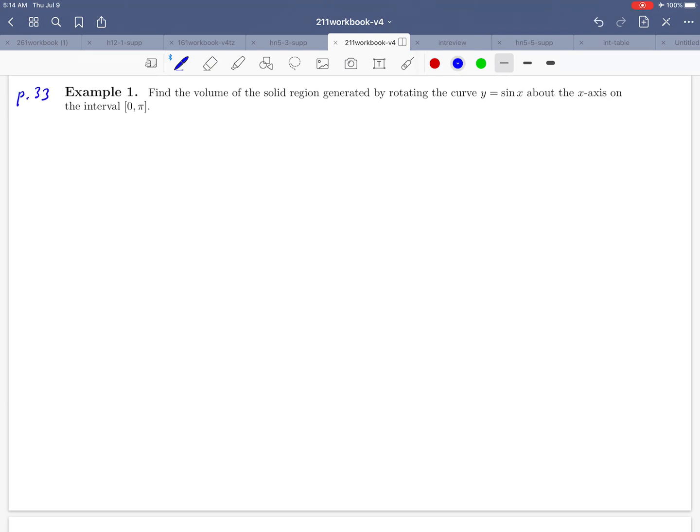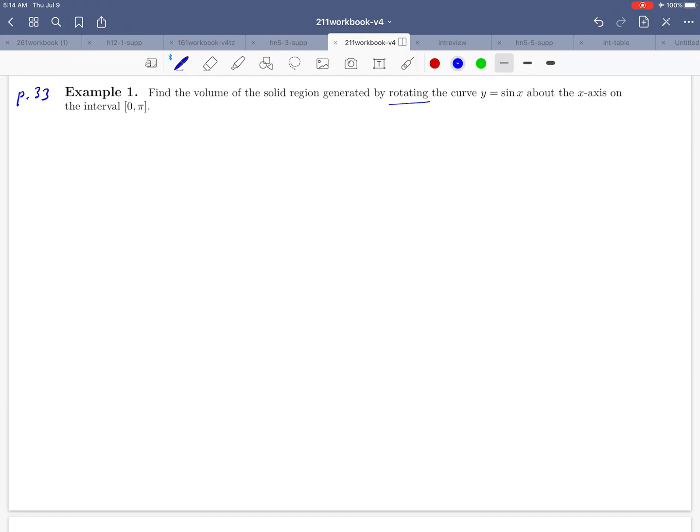This is going to be our first example of finding the volume of what's known as a solid of revolution. Okay, so let's read this problem together. They'd like us to find the volume of the solid region generated by rotating the curve y equals sine of x about the x-axis on the interval between 0 and 2 pi.